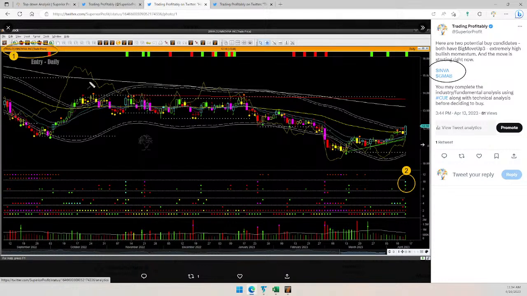INVA. This is INVA, a healthcare stock. It pulled back, came below the lower boundary level, and from there it started to go up with support from a memory trend line. And on Thursday when I shared it, just before the market close.